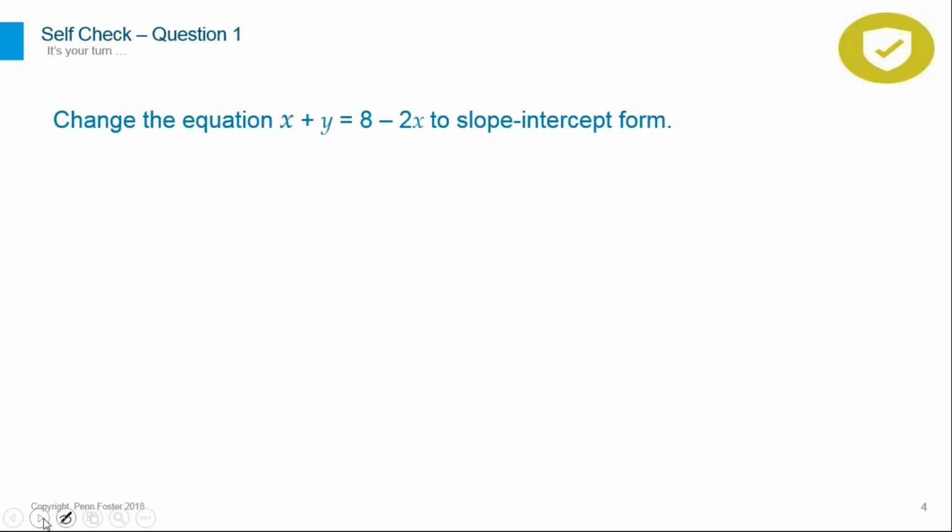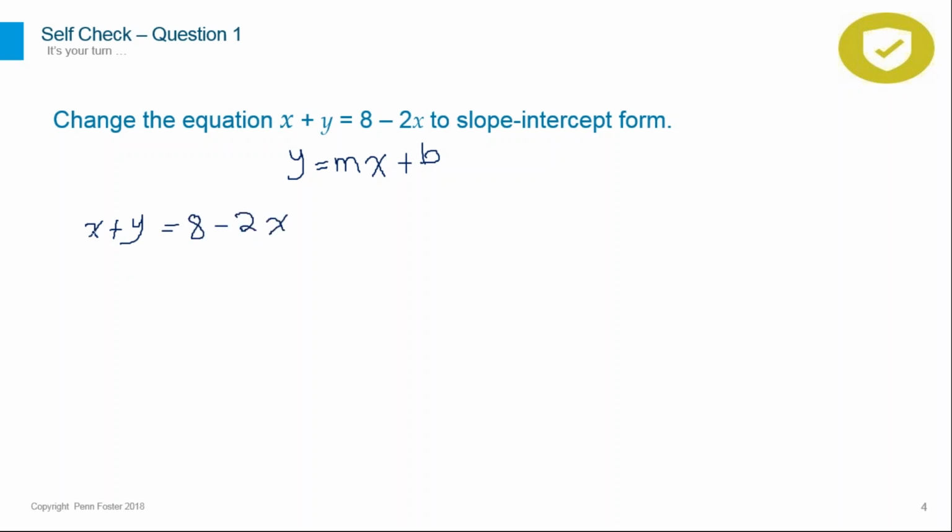Okay, let's do the problem together. Again, let's remind ourselves of what the slope-intercept form is: y = mx + b. We need to change this equation to this form, and we're going to do that using algebra. Let's rewrite the original equation given in the question: x + y = 8 - 2x.